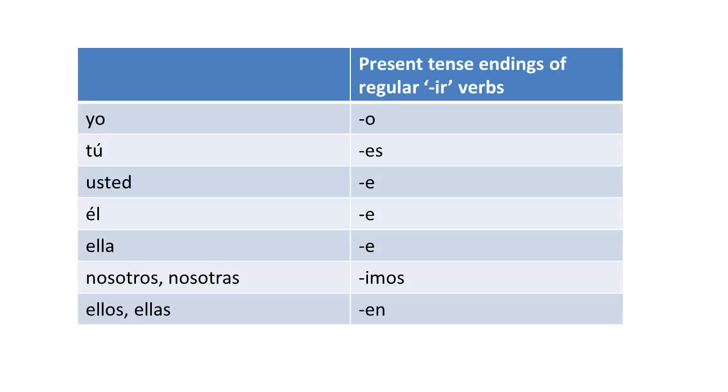Let's start with just a bit of review. There's no way around it. You have to memorize the present tense ending of regular IR verbs. They're almost identical to the present tense endings of regular ER verbs with the exception of the nosotros form. Instead of emos, it's imos. So you should be very familiar with these endings already.